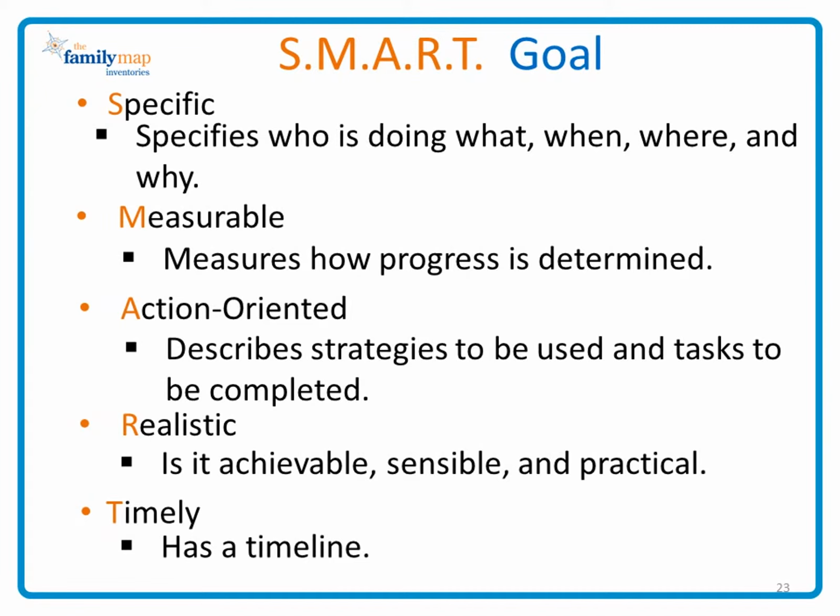Make it measurable so that you and the caregiver can determine when progress is made and exactly when the goal is completed. Talk about strategies to use and tasks to be completed. Work with families to set realistic goals, something that's achievable and practical for the family at that time. It's also important to put a timeline on a goal. A timeline can help everyone stay focused to get the goal completed.